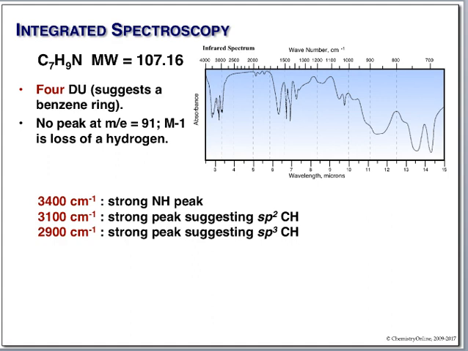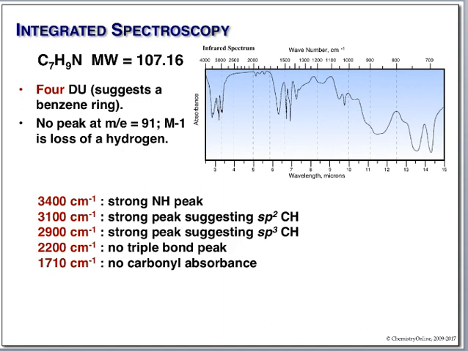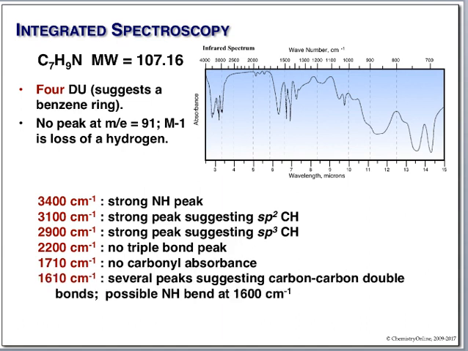Now we don't have any triple bonds. We don't have a carbonyl, but we do have nice bands here for NH bend and our benzene ring at about 1600. So based on this, it looks like an aryl amine of some sort. Benzene ring and an amino group. That's what we know so far. Any questions?